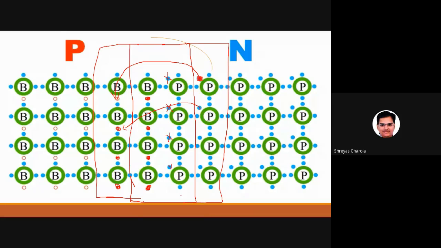Junction will be like this. Again, suppose after some energy, this junction will become the permanent region. Why? Because this electron now doesn't have that much energy to break through this and go and sit over here. Are you getting or not?